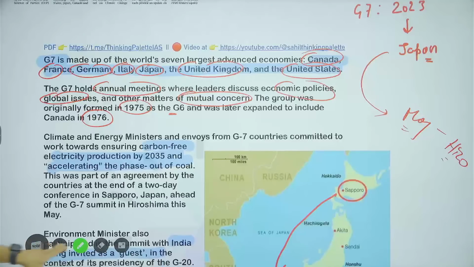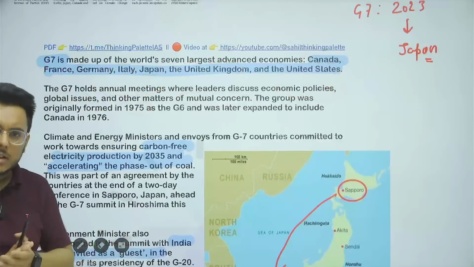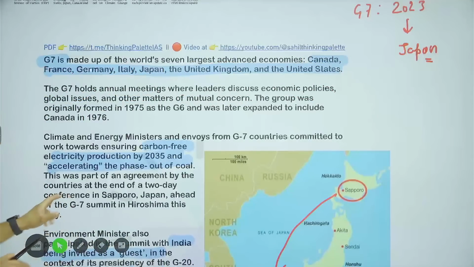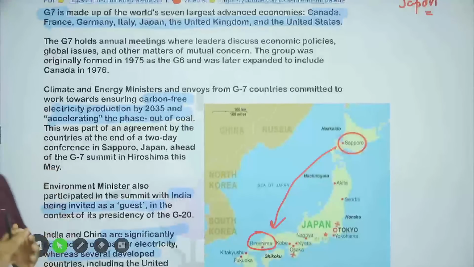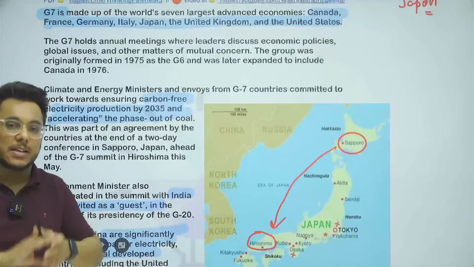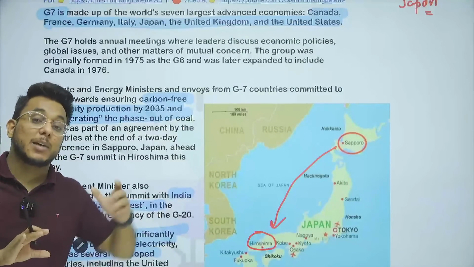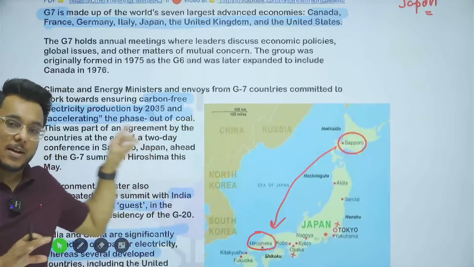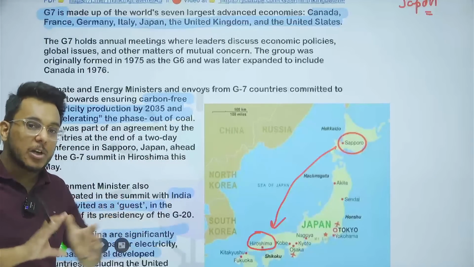Now guys, understand that before the summit of G7 happens, there are preliminary meets of the G7 countries in which the agenda is set for what we are actually going to discuss in the summit. So these preliminary meets or preliminary talks have happened.